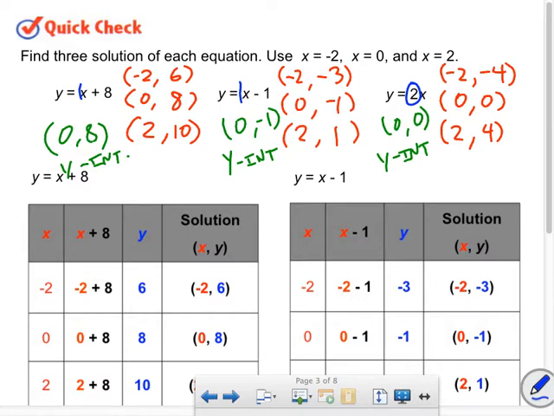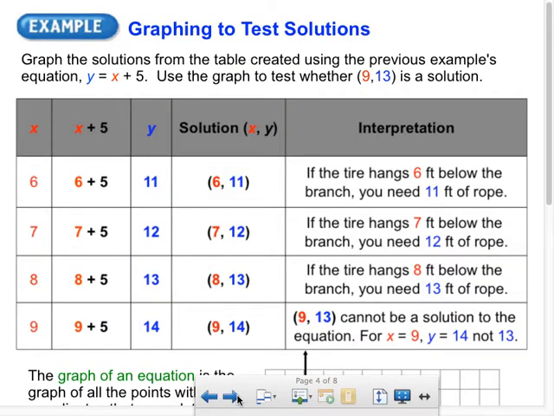Okay? Now, these two lines have the same slope. That means they're the same steepness, except this one crosses 8 higher than this one that crosses at negative 1. Okay? They're parallel lines. This equation right here, because 2 is greater than 1, will be a steeper line. So we're going to look at some graphs here in a moment so you guys can see what I'm talking about.